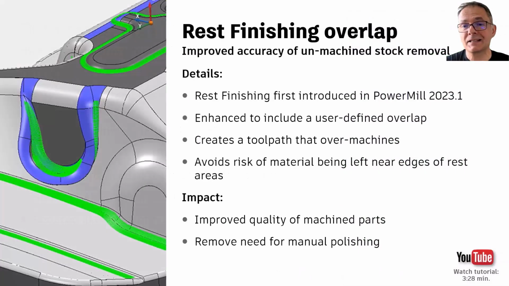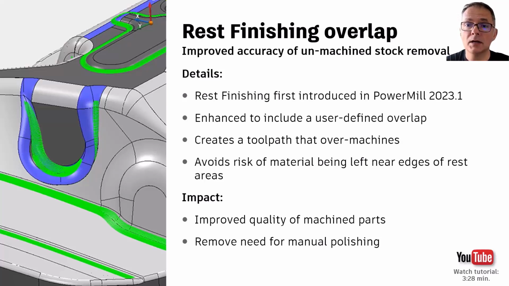Moving on, our next update relates to the rest finishing toolpath that was introduced into PowerMill 2023.1. This toolpath type combines the accuracy of rest boundaries with the precision and control seen in toolpaths such as corner finishing. Now, the release of PowerMill 2024.0 sees further improvements with the ability to define an overlap value.